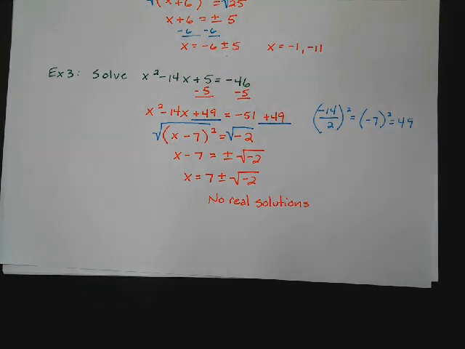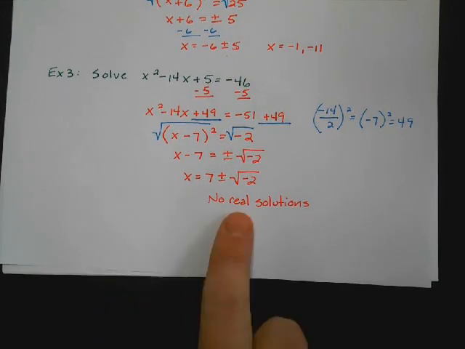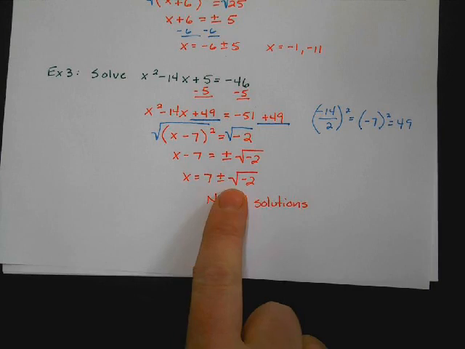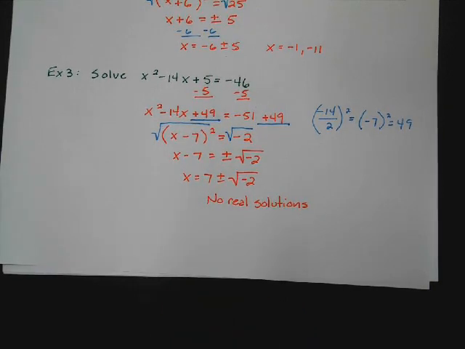Now coming up in another lesson, we're going to find out that we can find the imaginary answers. There's no real answers, but there's imaginary answers for this one. And we'll get into that on another lesson. But for right now, we know that there's no real solution. There's an imaginary one, but there's nothing that's real, because you cannot have the square root of a negative number.